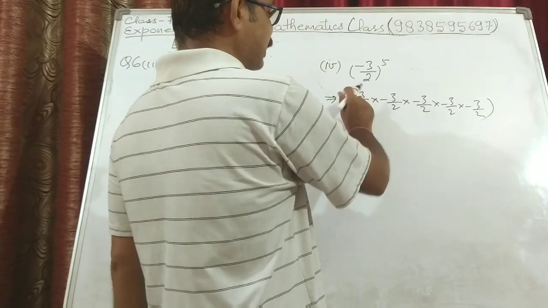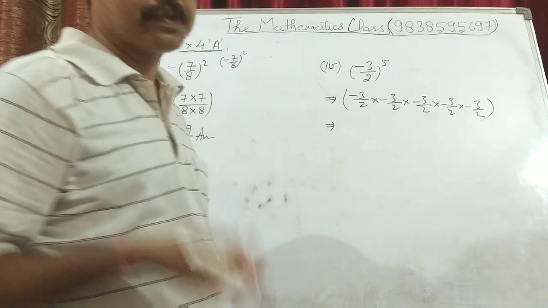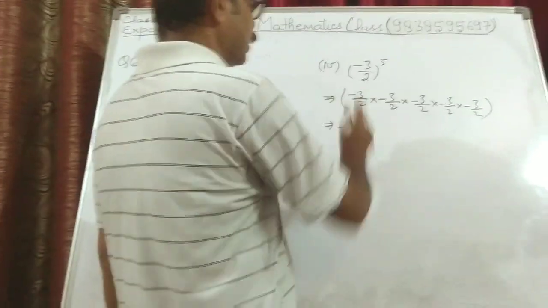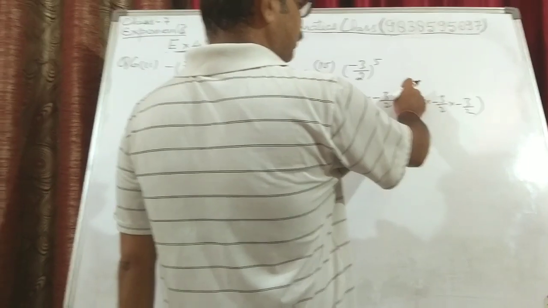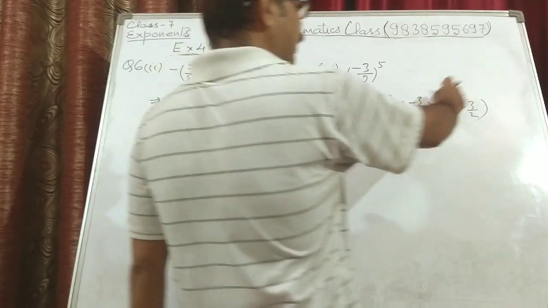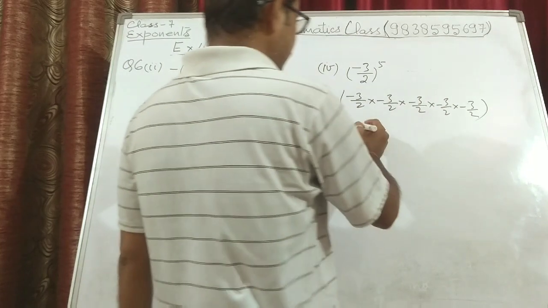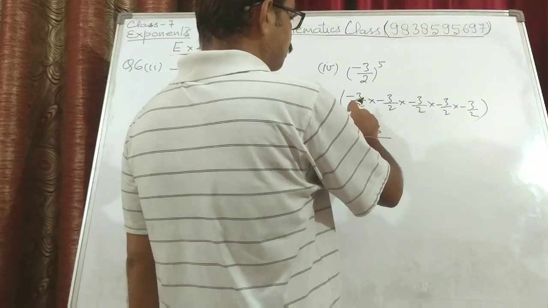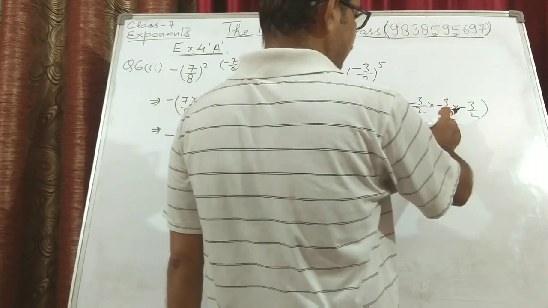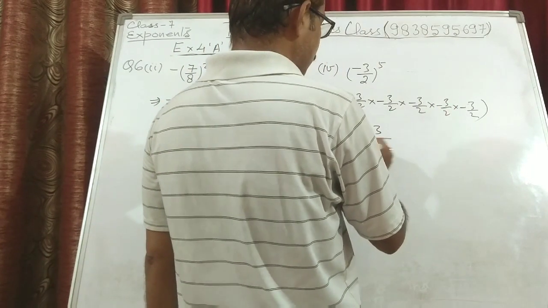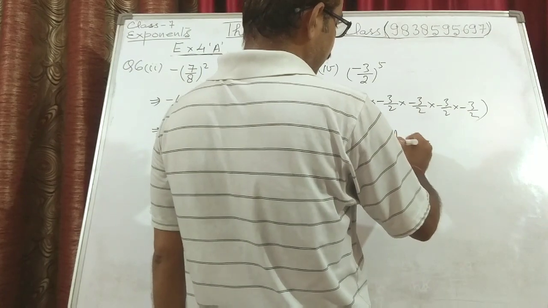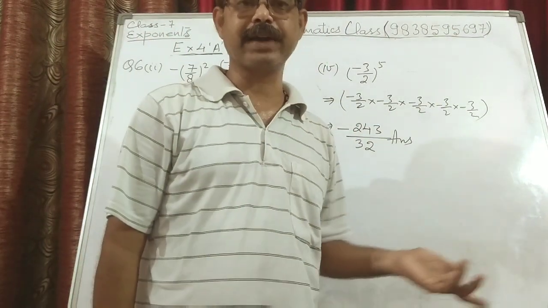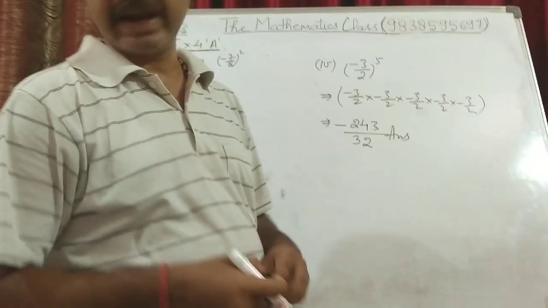This will become, minus is multiplied by itself how many times? 5 times. 5 is an odd number, so the final value will be minus. Now 3 3s are 9, 3 9s are 27, 3 27s are 81, 3 81s are 243. It means in the numerator 243 upon 2 to the 4, to the 8, to the 16, to the 32. This is the answer, or if you want, you can solve it and convert it to a mixed fraction. That will be the right answer.